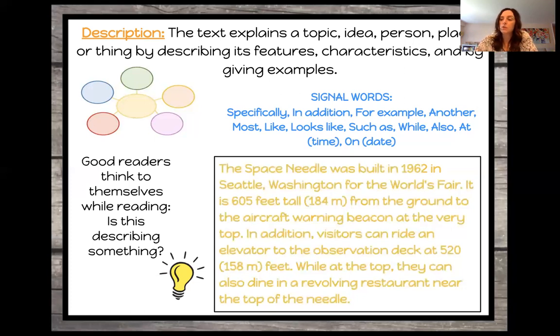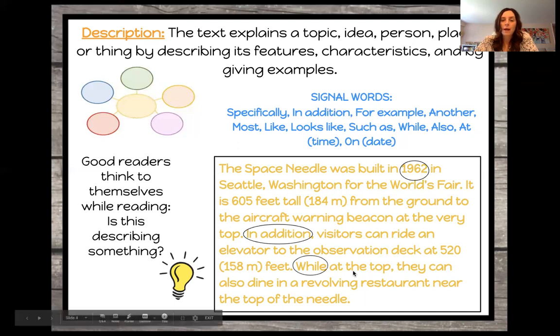Let's see if we can find the signal words. Well, it starts off by giving us one date, 1962, and then it gives us a bunch of details and it says, in addition, and it gives us some more characteristics. While is a signal word for a descriptive text. And lastly, also. They can also dine in a revolving restaurant.